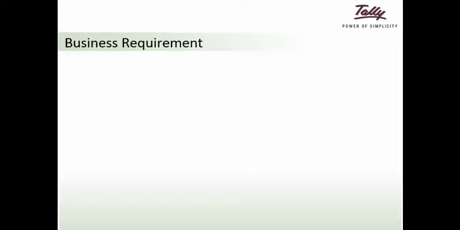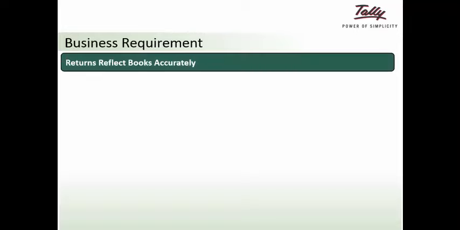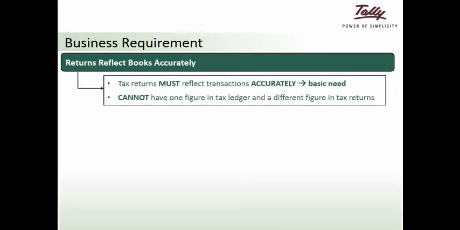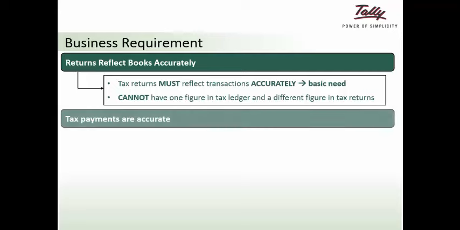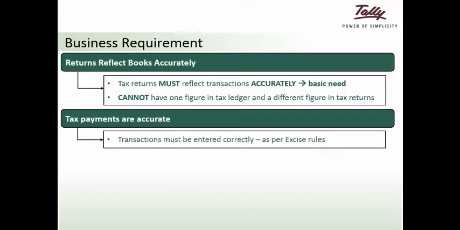Typically, every businessman would want to ensure that returns reflect books accurately. The tax returns must reflect the underlying transactions accurately. This is a basic need. We cannot have the tax ledgers showing one figure and the tax returns showing another. Tax payments are accurate. To ensure that the returns are accurate and the tax payments are correct, transactions must be entered correctly as per the excise rules.